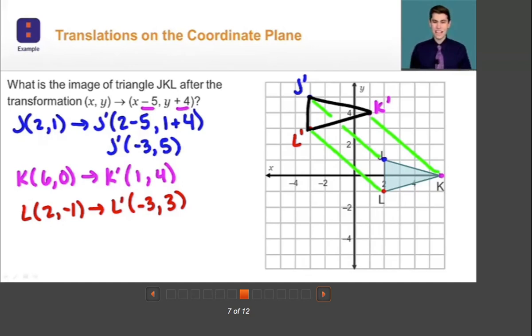Also keep in mind that if you forget the rule to add to the coordinates, you could also just count to the left 5 and count up 4. Now, you're ready to determine translations on a coordinate grid.